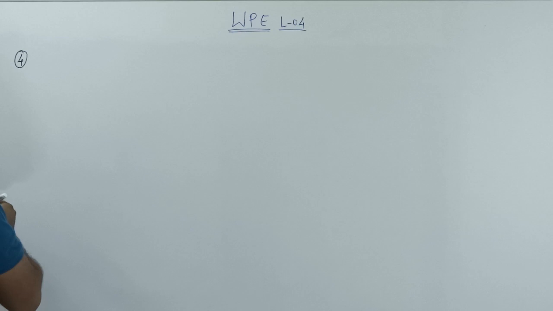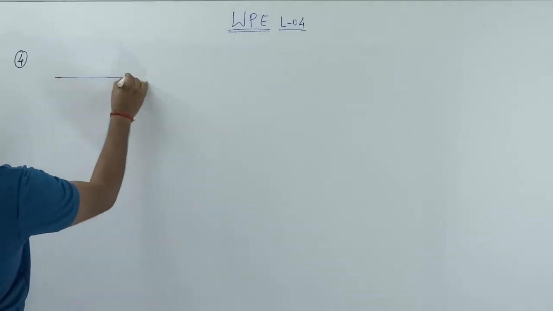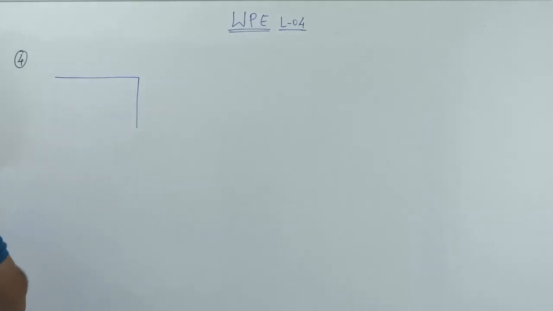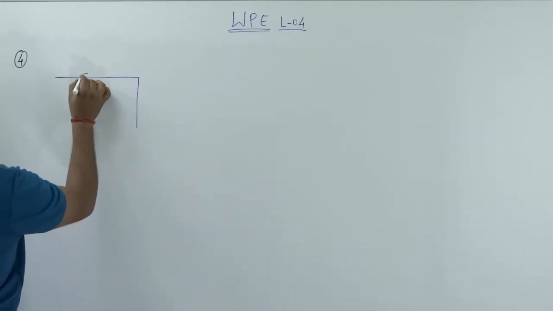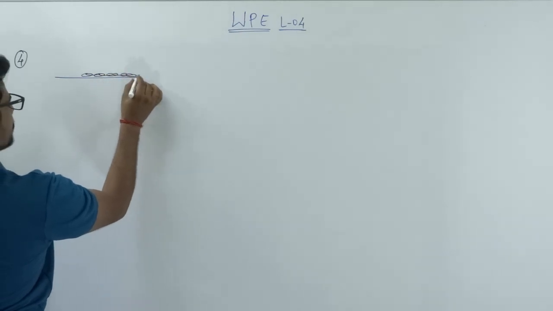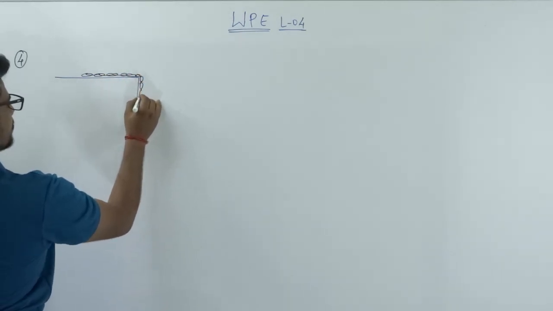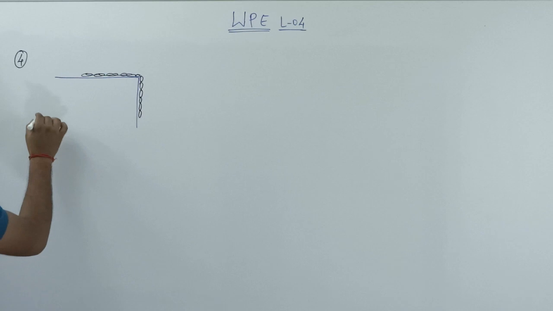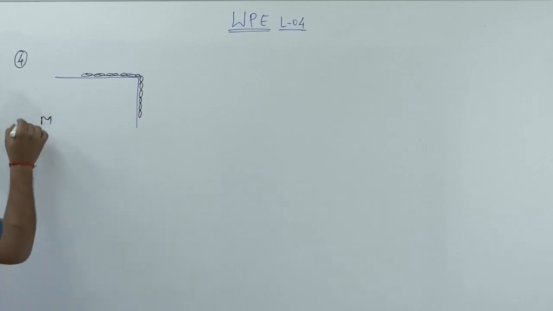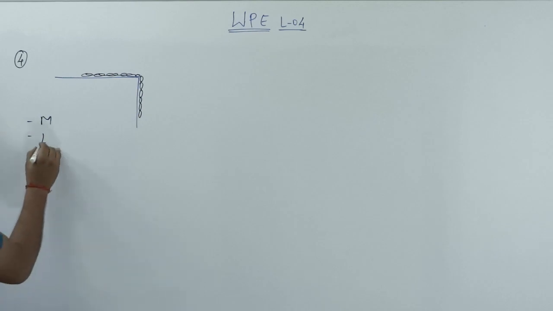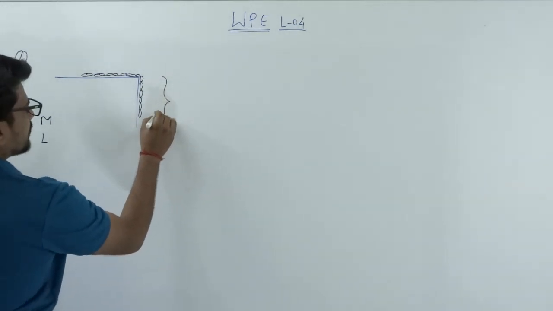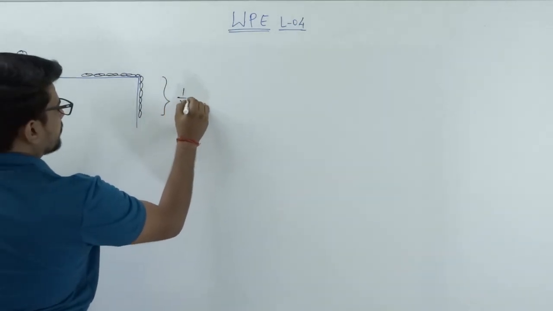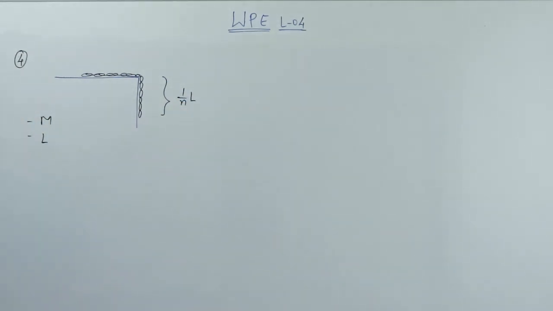Let's say I have a table and a chain is placed on the table in such a fashion that a certain part of it is hanging below. Let's say the mass of the entire chain is m, and the length of the entire chain is L. Also, it is given that this part which is hanging downward is 1 upon nth of the total length. 1 upon nth of the total length is hanging below.